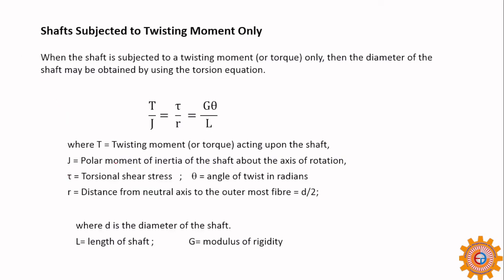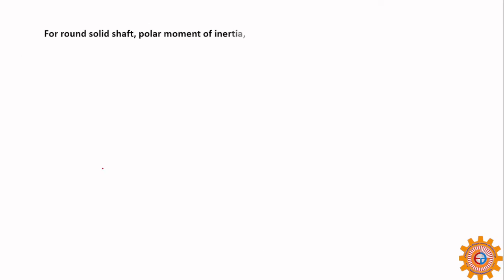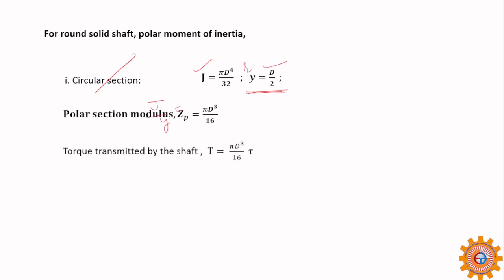For a round solid shaft, the polar moment of inertia for a circular cross section is this one. This is the polar moment of inertia and this is the centroidal distance, that is d by 2. If you divide J by y, or otherwise r, you will get pi by 16 d cube. This is the polar section modulus.